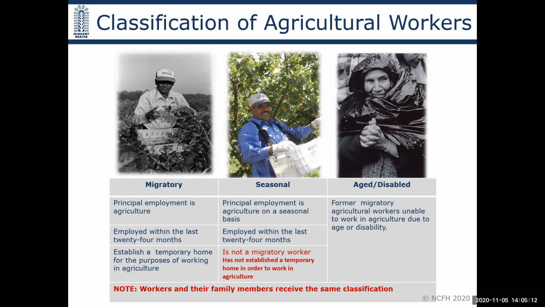Seasonal, their principal employment is also in agriculture. They have been employed in the last 24 months as well in agriculture, and they have not established a temporary home. So they're coming home to the same place every evening. They're not having to establish a temporary home.